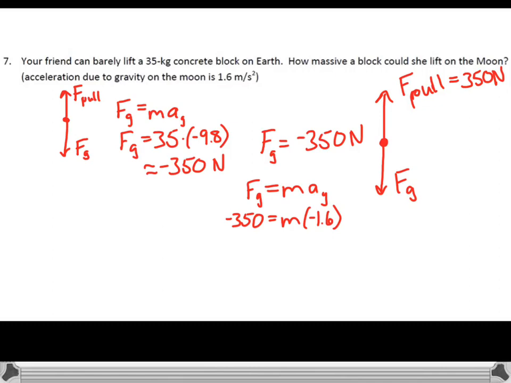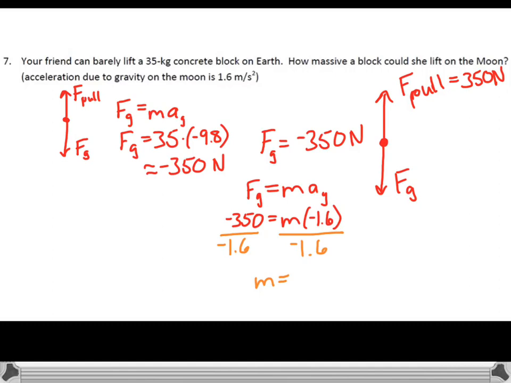And well, it's pretty simple to figure out the mass from here. We just need to solve this equation for m. So we're going to divide both sides, and we get a mass equal to something around 225 kilograms. Let's find out.